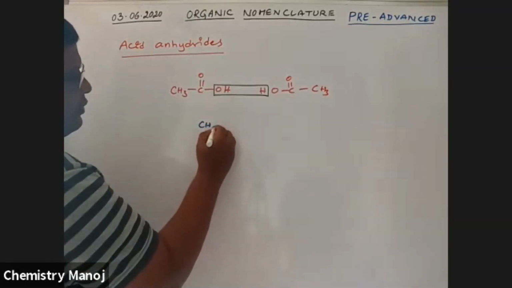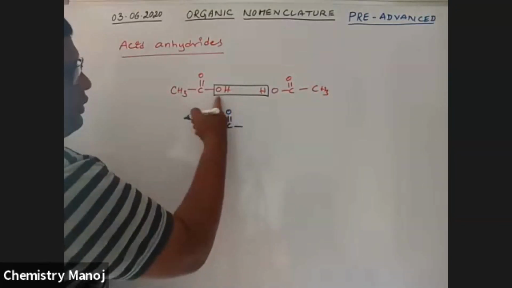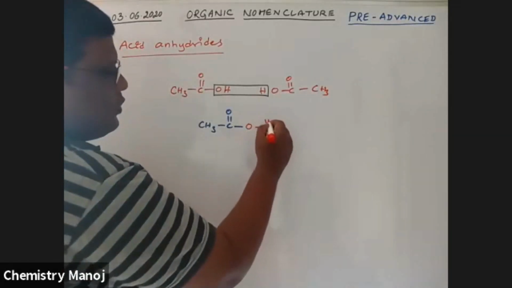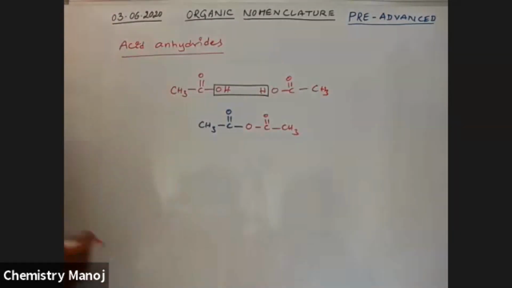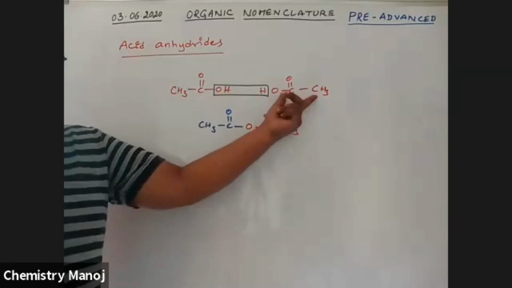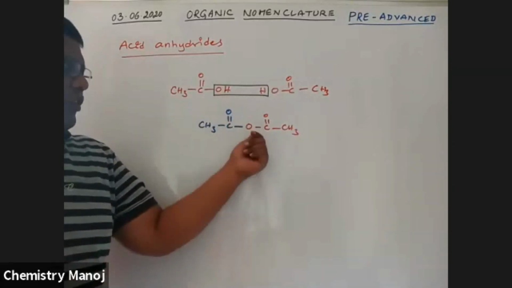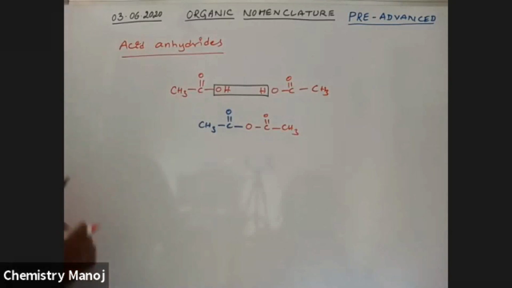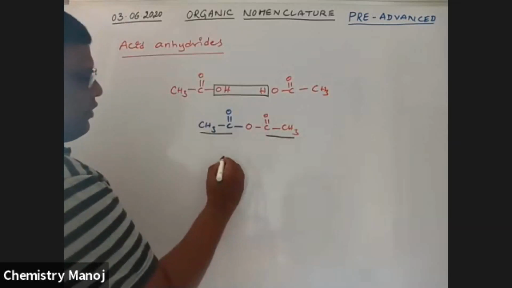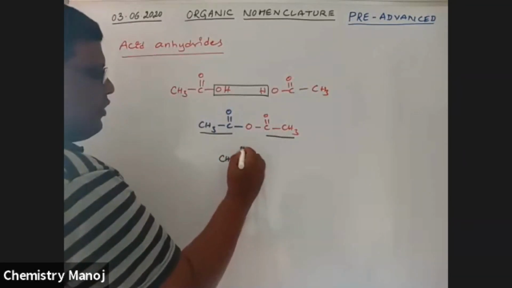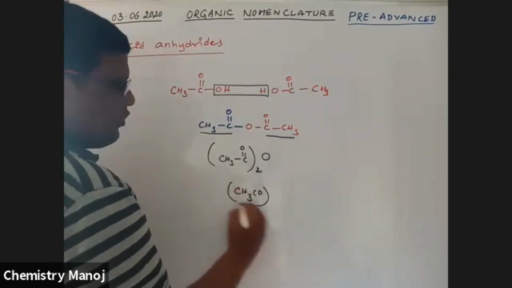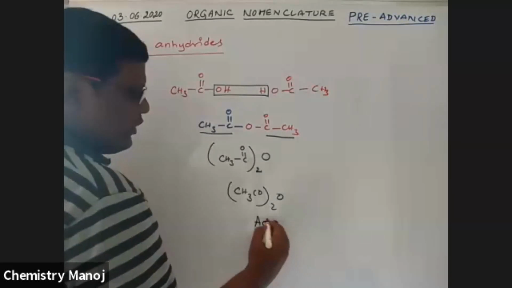CH3 C double bond O, here O, COCH3 and OCOCH3. So this blue letter is from this compound, red letter is from this component. So it is CH3COOCOCH3. In short, this is taken as CH3CO. Here it is there, here also there. Therefore, CH3CO twice O. In short, Ac2O.